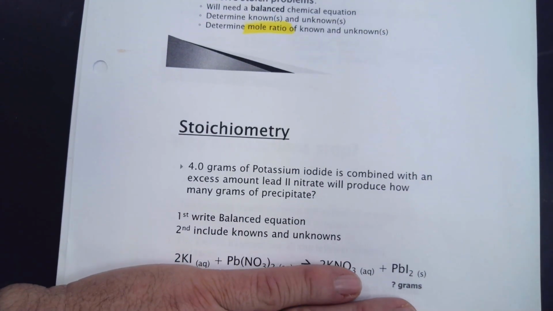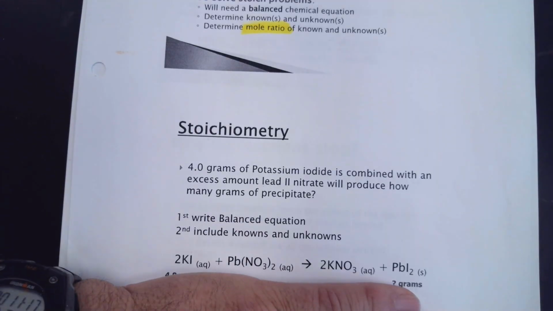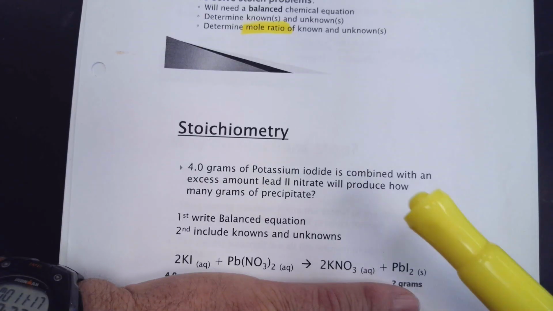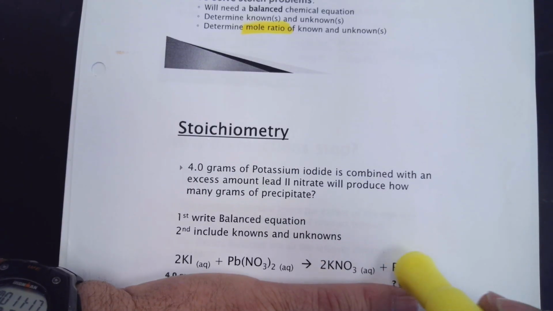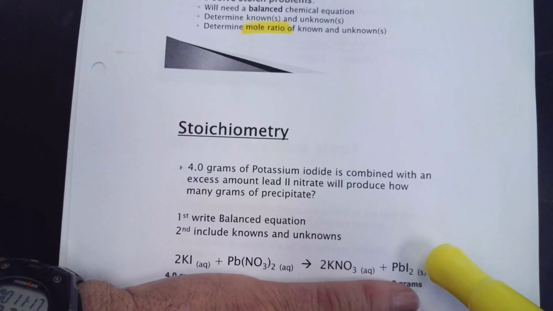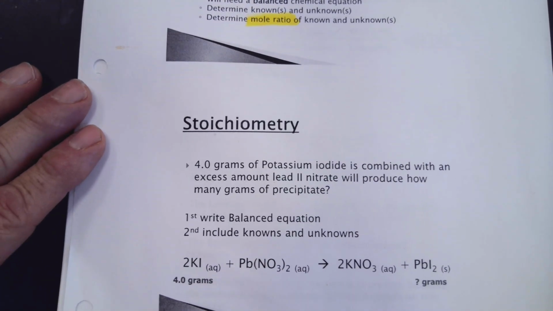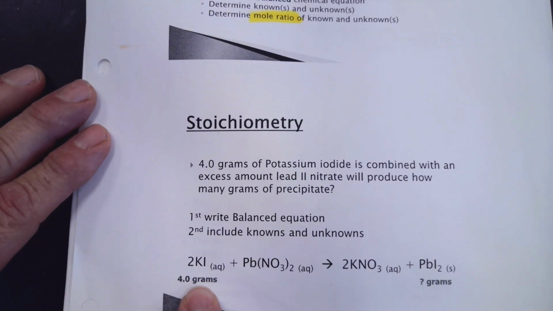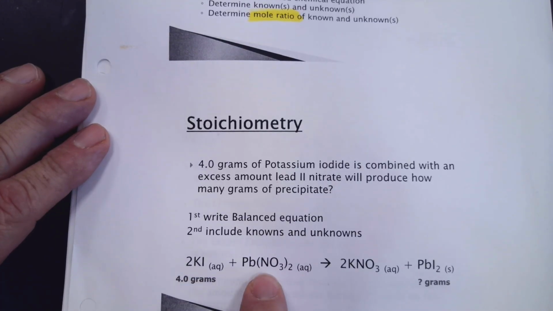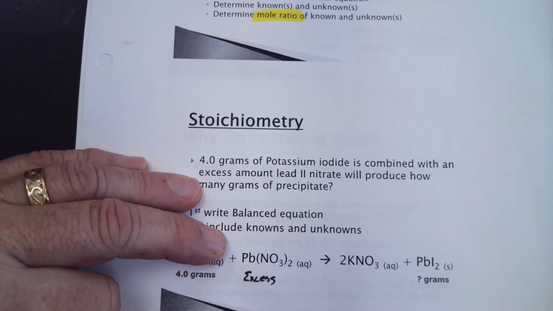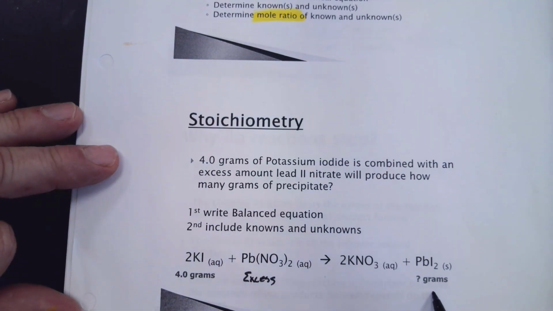Well, first we write down our balanced equation. We had the 2 clear liquids. We saw that they were aqueous. We made potassium nitrate, which was aqueous. And our solid, the yellow stuff that fell to the bottom, was the lead iodine. And I'm going to state right away what I have. I have 4 grams of this. I have an excess amount of this. And I want to know how many grams of the lead iodine I can make.